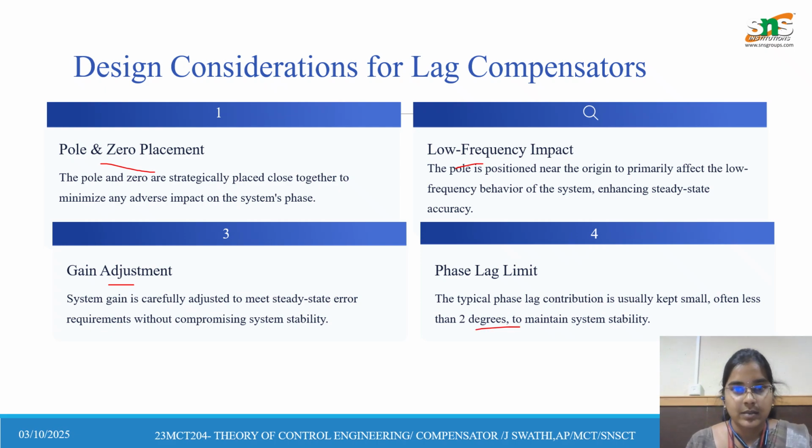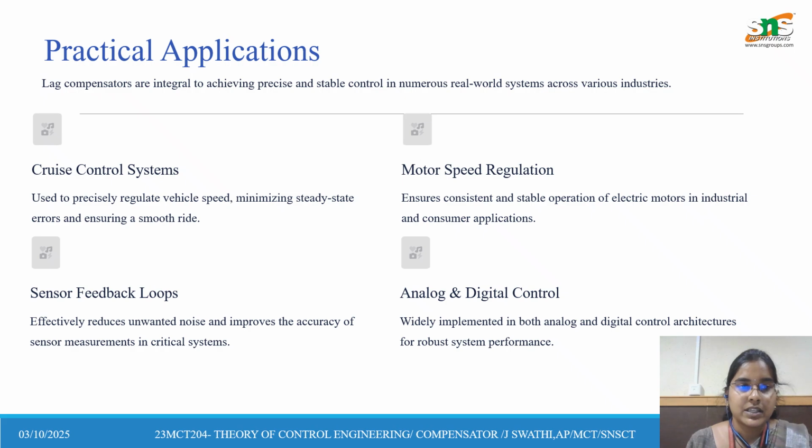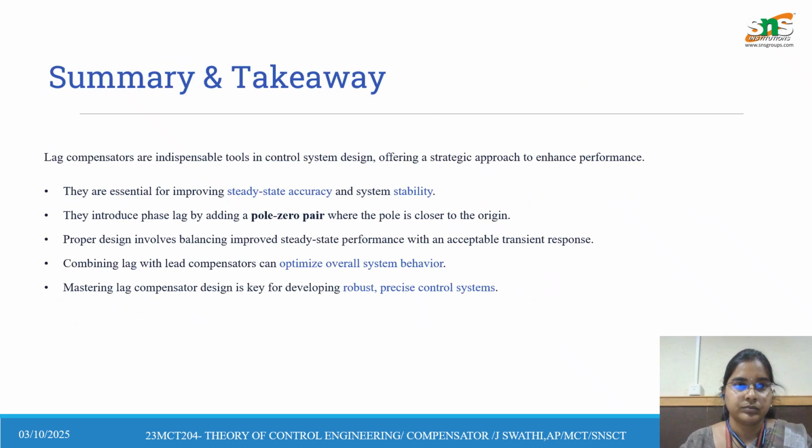Practical applications: we can use it in cruise control systems, sensor feedback, motor speed regulation, and analog and digital control. In cruise control, the focus is mainly on the steady state error to maintain stability. So wherever you have speed regulation, acceleration or control automation, you can utilize this.